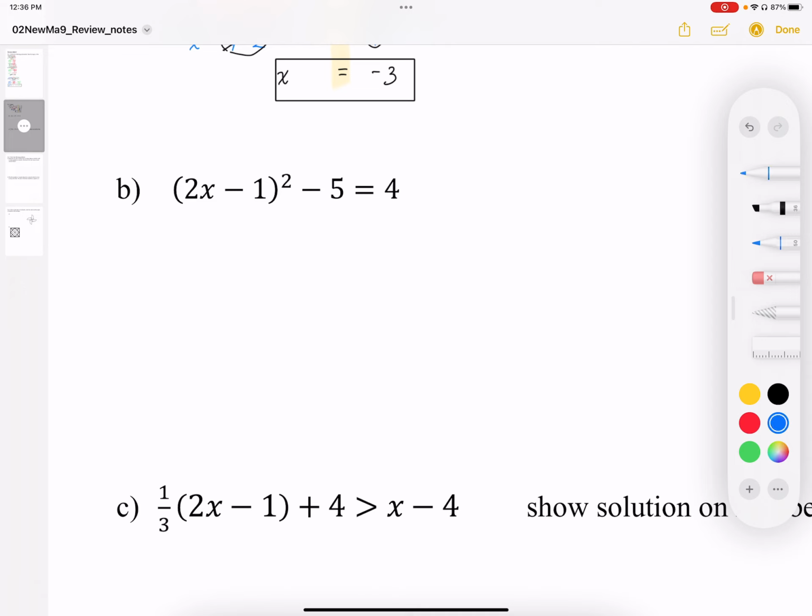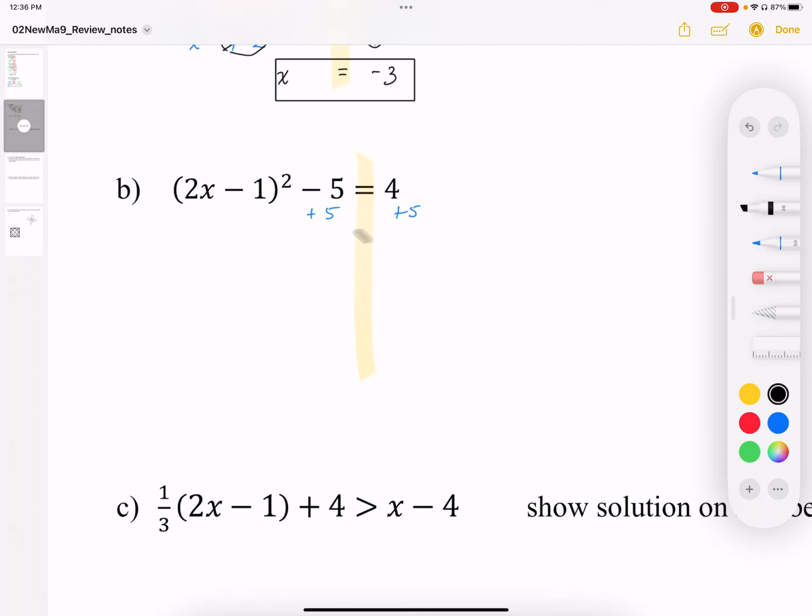So we don't need to square. What we need to focus on is that minus 5. We can get rid of that minus 5 with a plus 5 on this side. And again, when we undo, we have to balance. So we're going to balance with a plus 5 on this side. Again, we need to make sure that we can see clearly left side and right side.